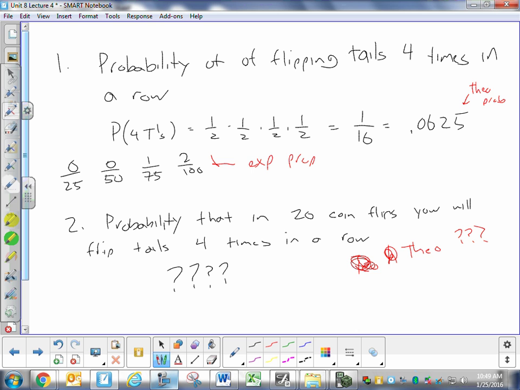I count to myself. And when I flip a tails, I start counting 1. And if I flip another tail, 2. And then 3. It's got to be 4 in a row. So once you do 2 tails and then you flip a head, you go back to 0. Okay? Let's see who can succeed in flipping tails 4 times in a row sometime in the 20 coin flips. Ready, set, go.